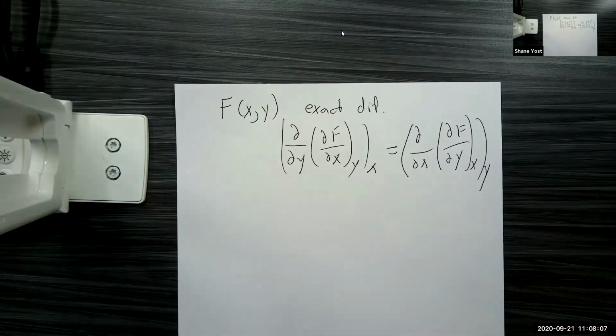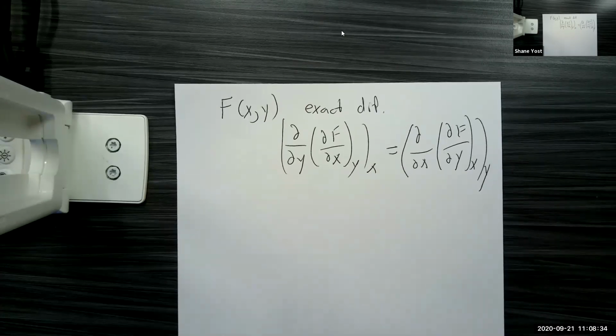Okay, that's what an exact differential is saying: that the order in which you take the partial derivatives of your multivariable function is not relevant to the answer. And if a function satisfies that, then it's an exact differential.